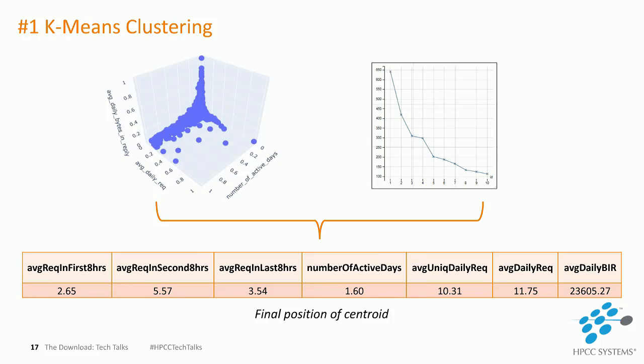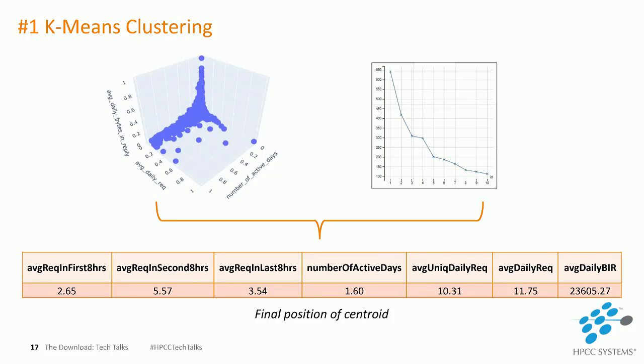On the right, we have a plot, which we call the elbow plot, which shows on the x-axis the number of clusters, and on the y-axis the error. So using visualizations, we ended up deciding on choosing just 1 cluster for this particular anomaly. And the table below shows the final position of our centroid.